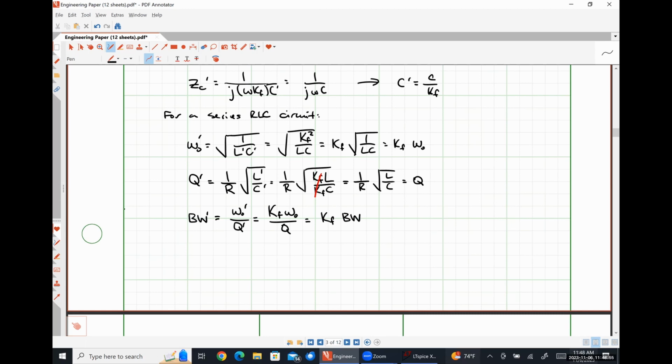So I want to be clear. For a parallel RLC circuit, Q would be defined as the reciprocal of this thing, which would be R times root C over L. Don't use the series RLC equation for Q for a parallel RLC circuit, but the relationships here of how they scale do remain true.